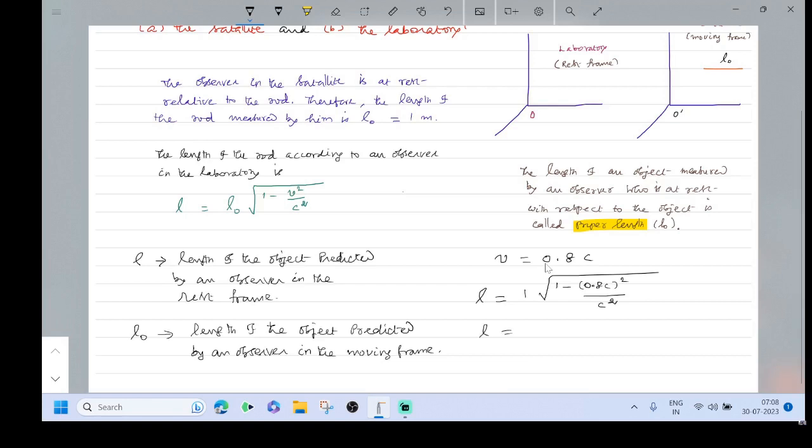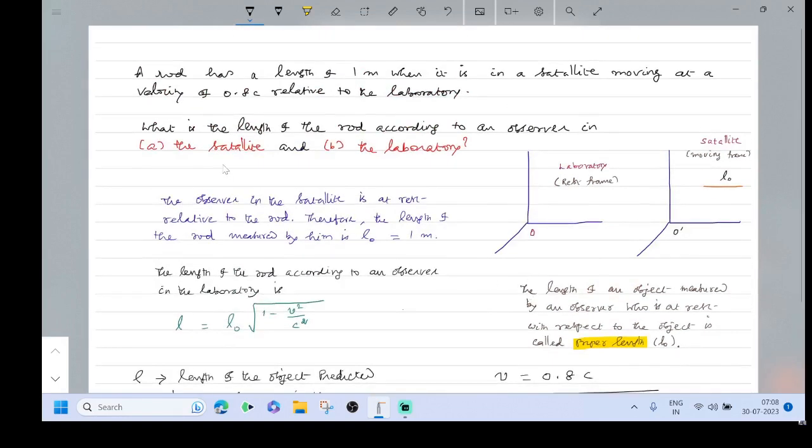L is equal to root of 1 minus 0.64, that is equal to root of 0.36. Then L is equal to 0.6 meter.